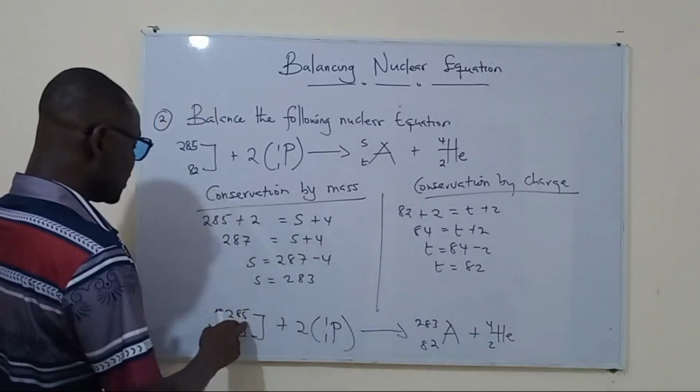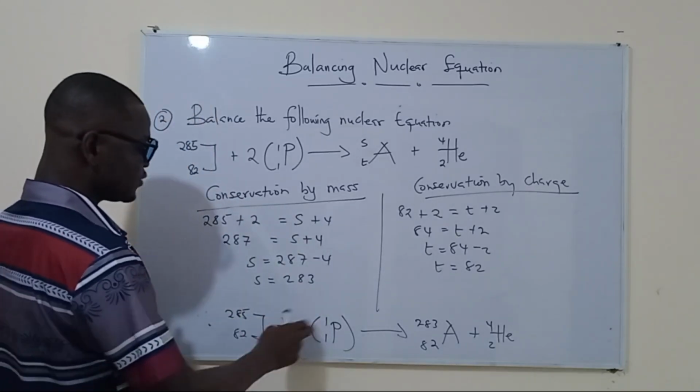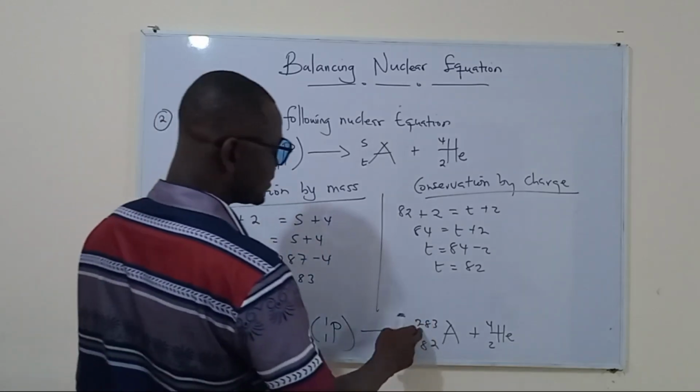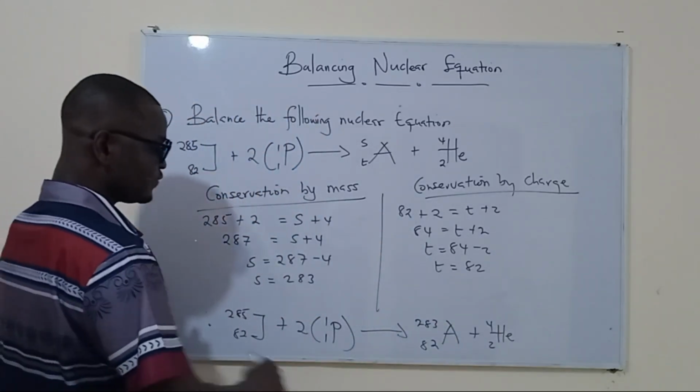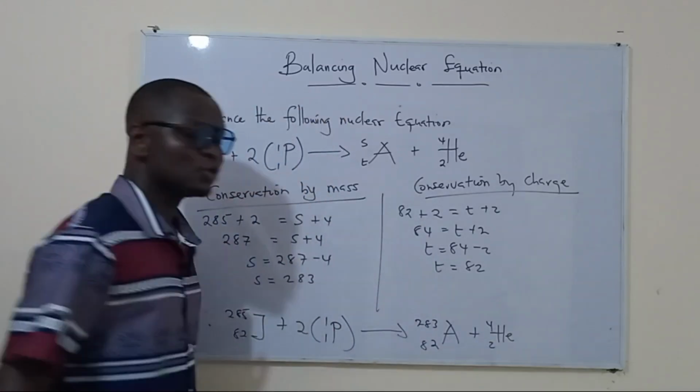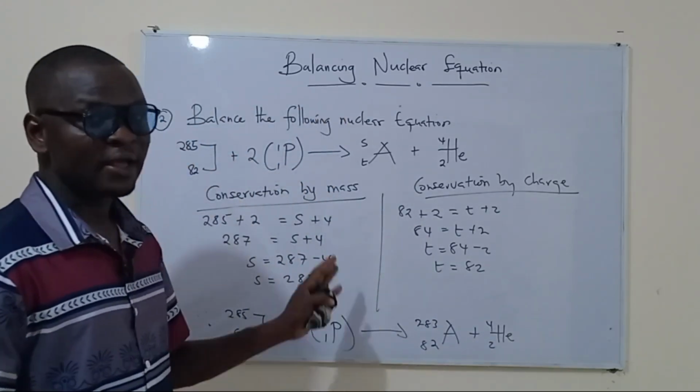So this is 285 plus 2, that's 287. 283 plus 4, that's 287. 82 plus 2, that's 84. 82 plus 2, that's 84. So that becomes a balanced nuclear equation.